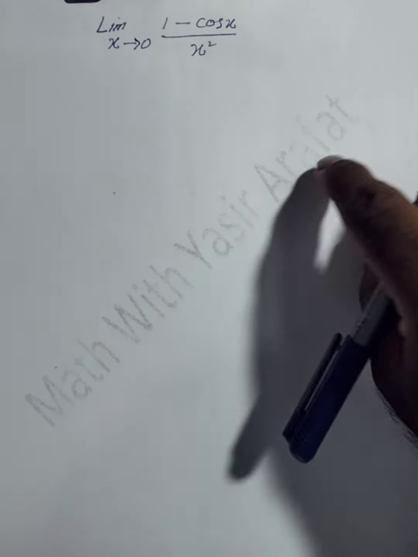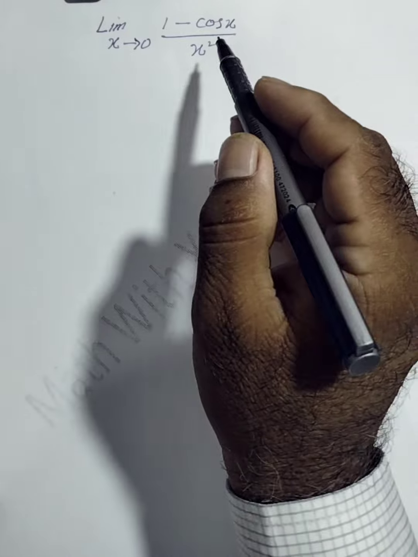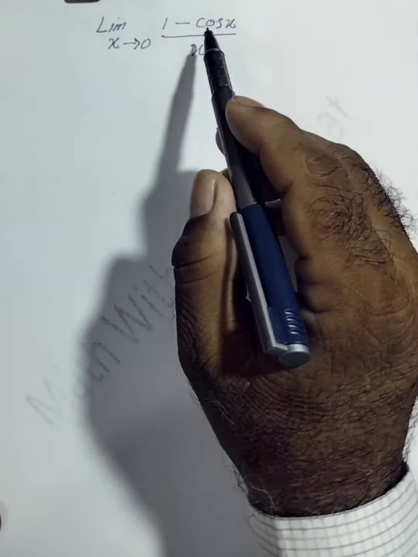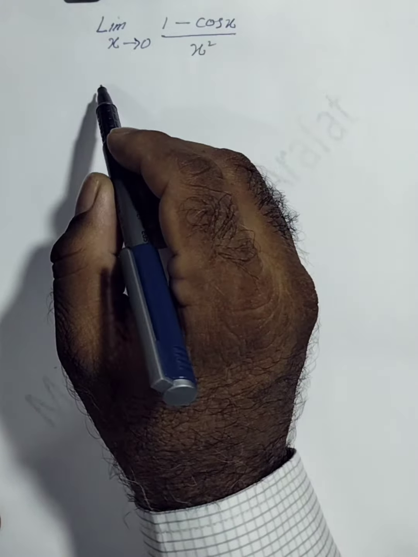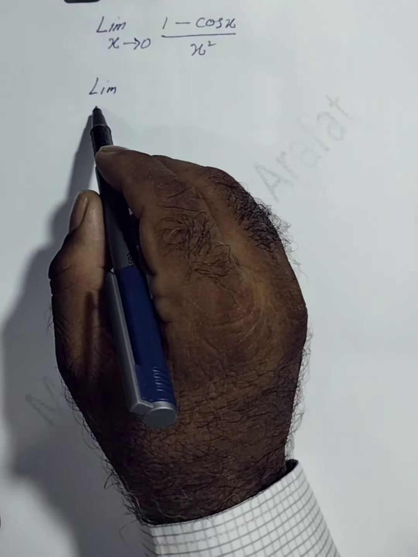You are watching Math with Yasir Far, and we are going to discuss a very important limit question here. That is the limit as x tends to 0 of (1 minus cos x) upon x square. Now we have to multiply by the conjugate of 1 minus cos x.